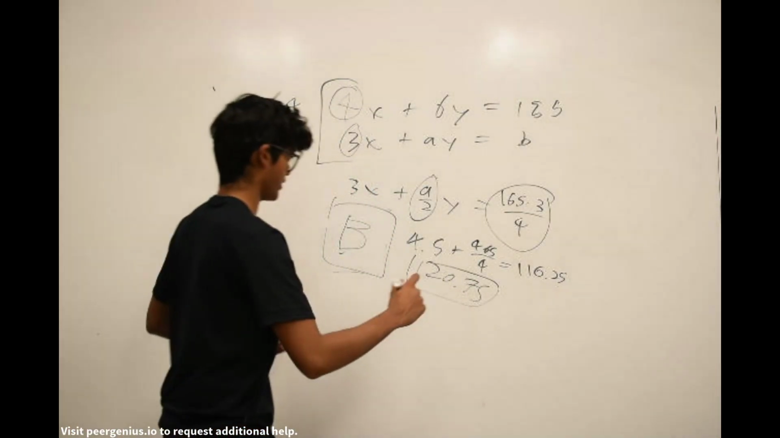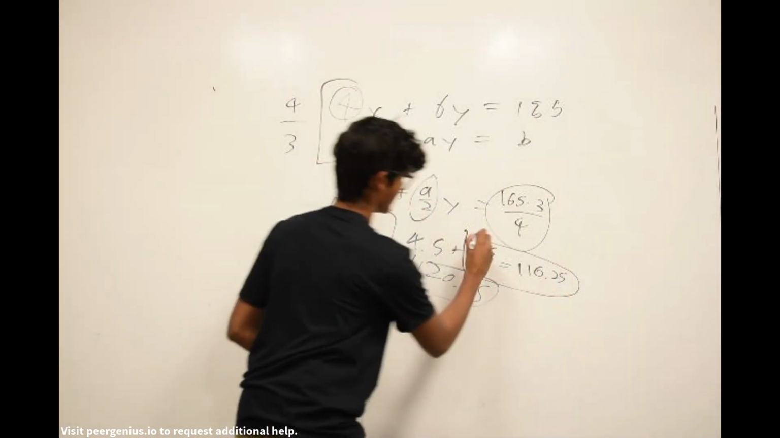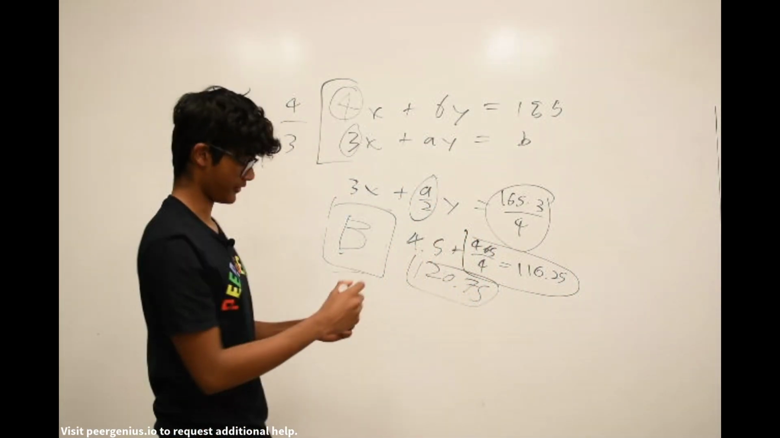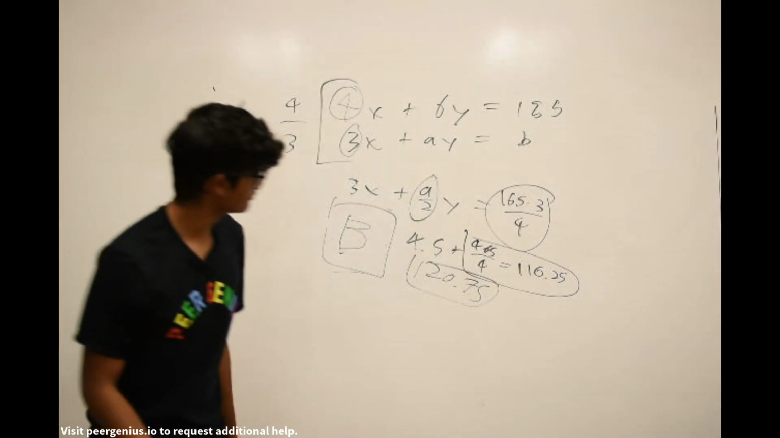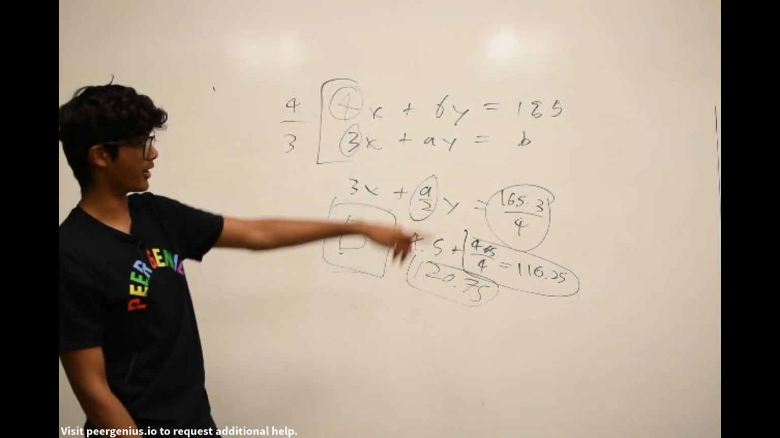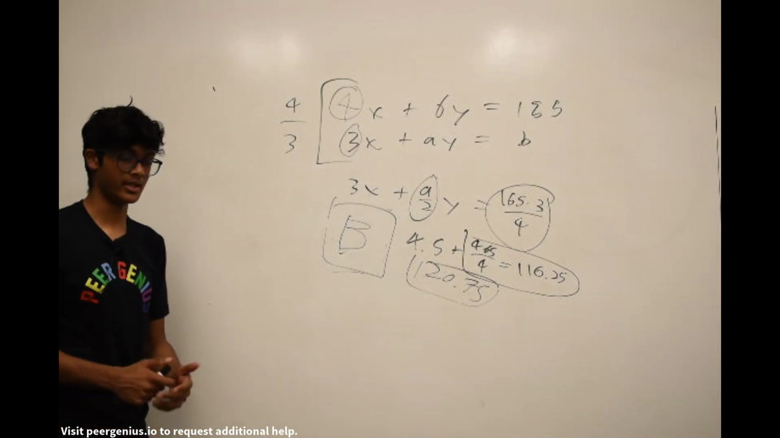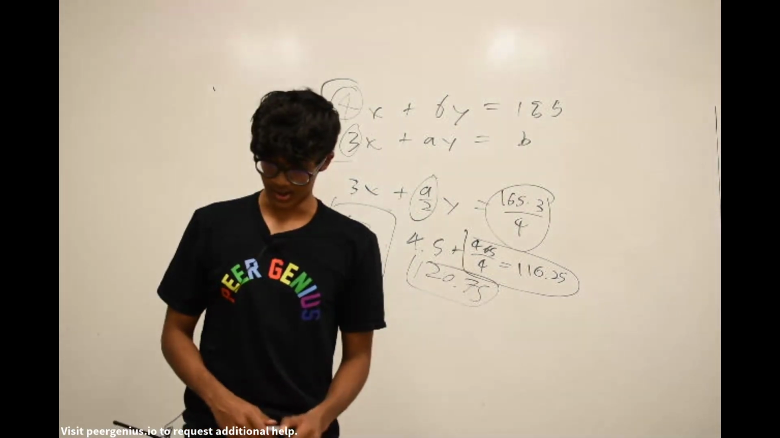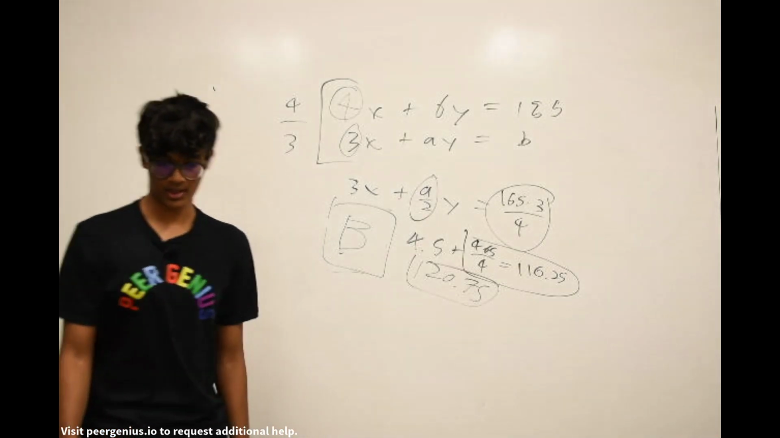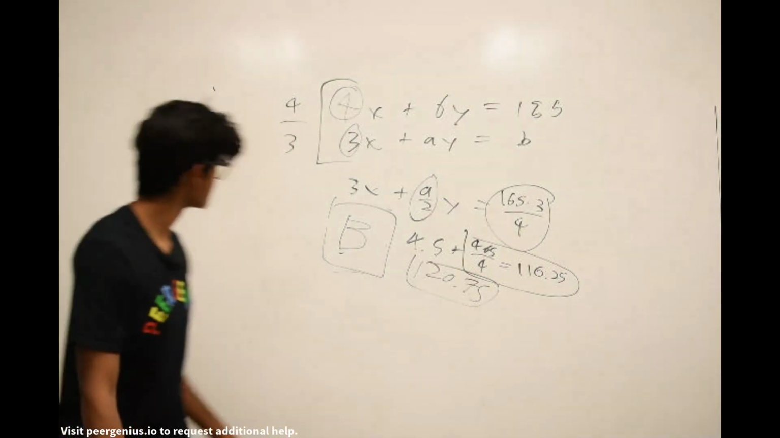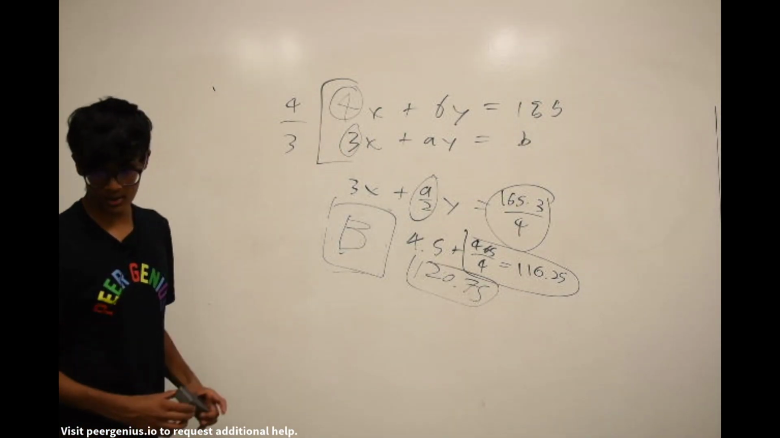Yeah, so here this is 116.25, and then you're adding 4.5 to that. So make sure to just write out your multiplication and division, because it's really easy to make mistakes. I'm going to be moving on to number 13 now. Make sure to ask questions if you have any on number 12.